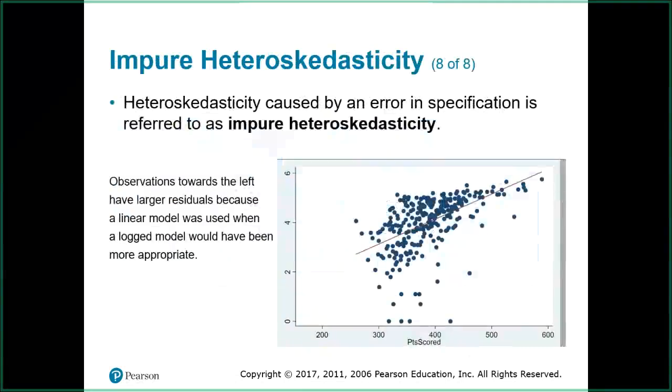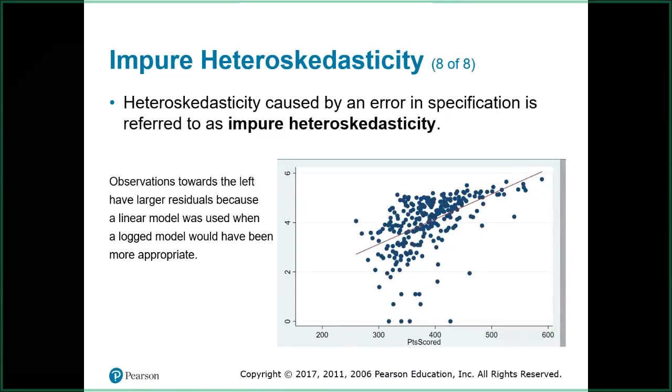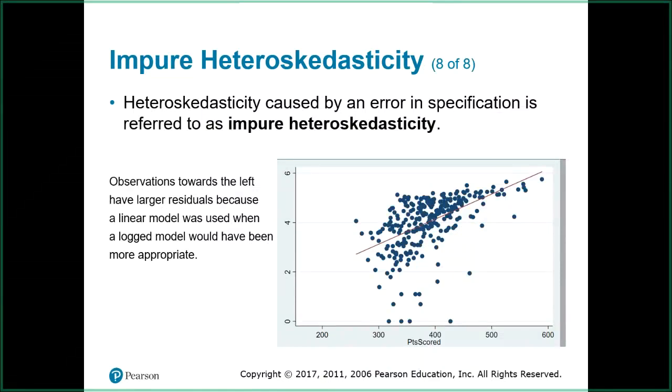Impure heteroskedasticity, on the other hand, is heteroskedasticity that is due to incorrect functional form. That is, because you're measuring one of your variables incorrectly or non-optimally, you introduce heteroskedasticity where it doesn't need to be there, accidentally. An example of this is the graph below, where a better specification would have been if the x variable were logged.